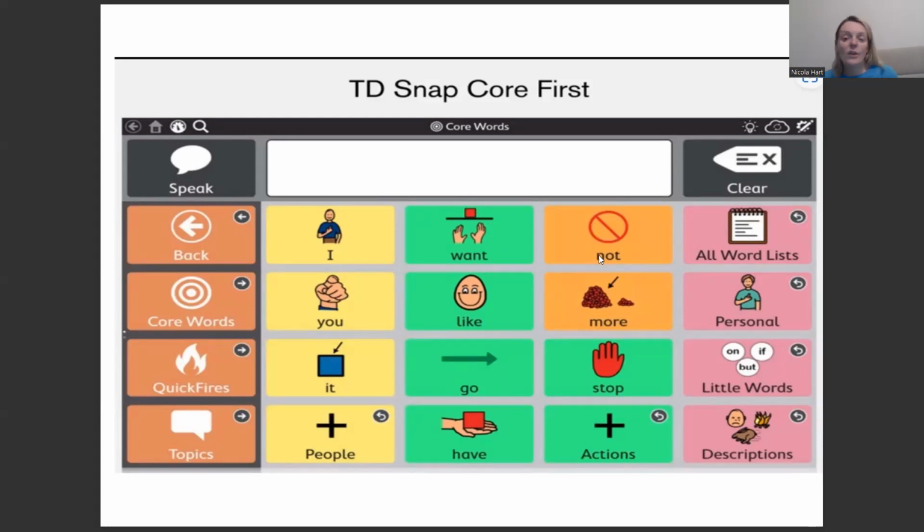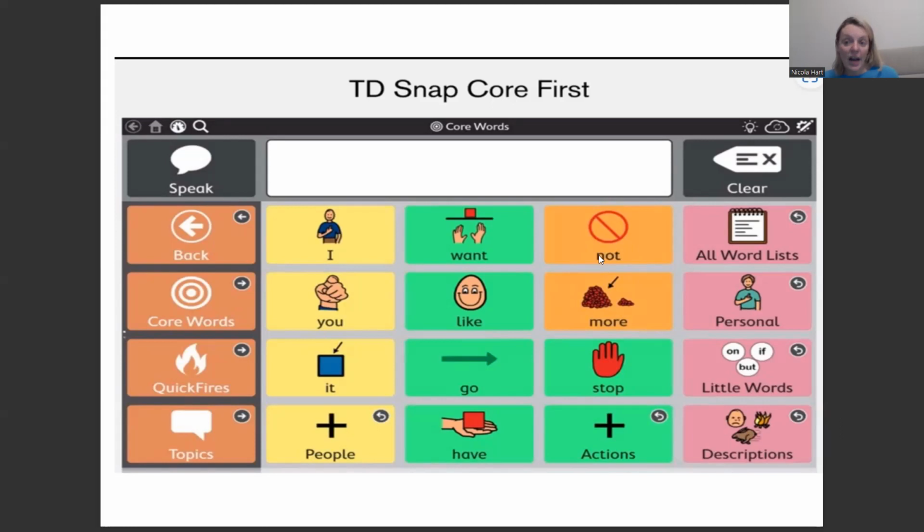And then you have your own system of producing the word or the sound, if that's your want, or if that's what you can do, or you could be building up to it. So the TD Snap Core First is often used by CDNT teams. It just depends on the child. They would need to be assessed.